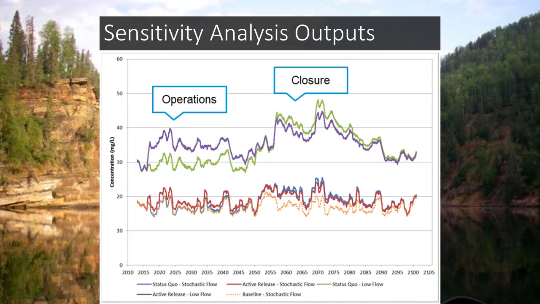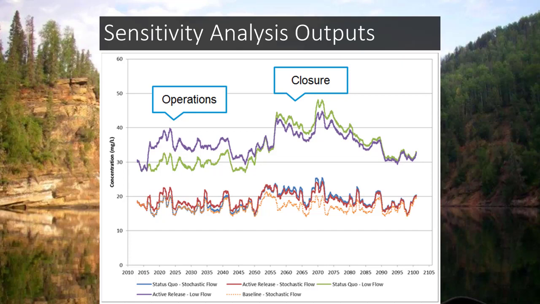Here's another sensitivity analysis. This is looking at the Athabasca River, and the question here is, should mines treat their water and discharge it to the river, or should they stockpile their water on site, recycle it continually, and only discharge what's left over at closure? The drawback to stockpiling your water is that it's going to build up salts over time. The benefit is that you use less water overall, and you don't have to discharge anything during operations.